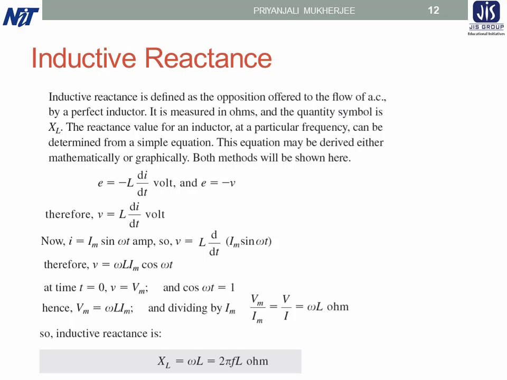Now E is equal to minus L di/dt, or E is equal to minus V. So we can write V is equal to L di/dt. I is equal to I max sin omega t. So V can be written as L d/dt of I max sin omega t. From here we can write V is equal to omega into L into Im into cos omega t. At t is equal to 0, cos omega t is equal to 1 and V is equal to V maximum. So we can write the inductive reactance XL is equal to omega L, or it is equal to 2 pi fL, where L is the inductance and f is the frequency of the given system.